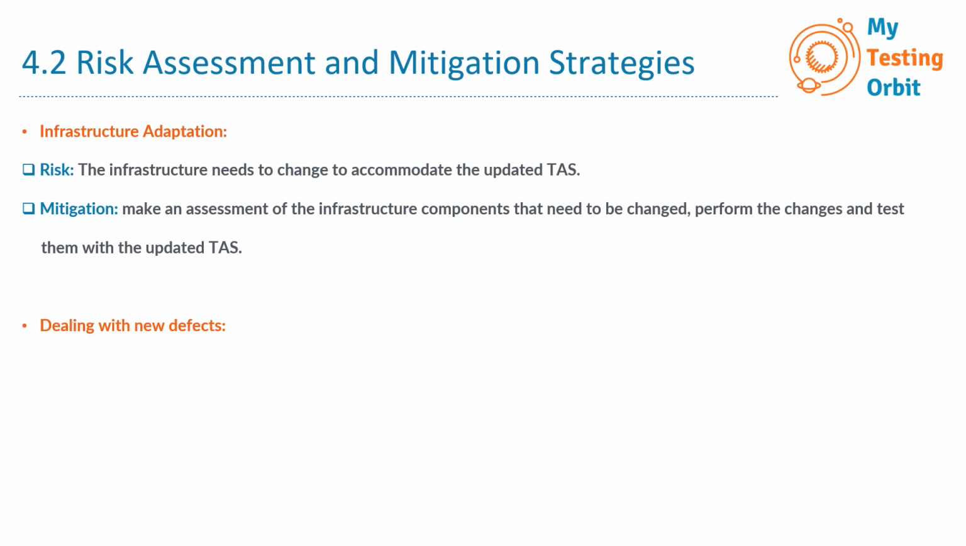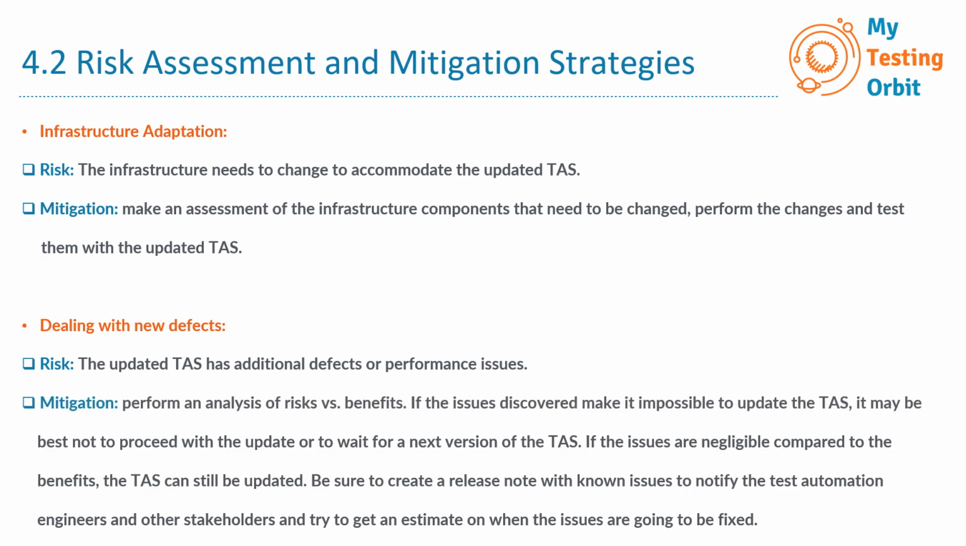Then we have dealing with new defects. And the risk is the updated TAS has additional defects or performance issues. And the mitigation for this risk is to perform an analysis of risks versus benefits. If the issues discovered make it impossible to update the TAS, it may be best not to proceed with the update or to wait for a next version of the TAS. If the issues are negligible compared to the benefits, the TAS can still be updated. Be sure to create a release note with known issues to notify the test automation engineers and other stakeholders, and try to get an estimate on when the issues are going to be fixed.